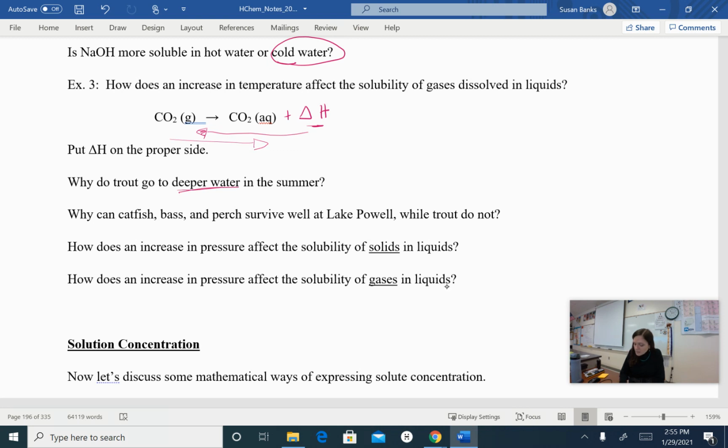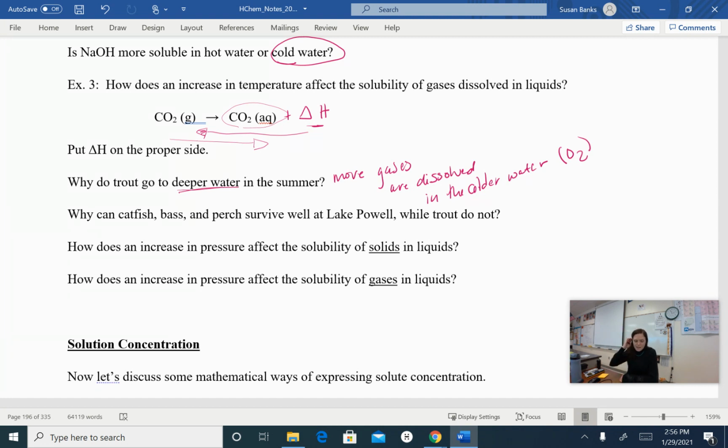So more gases will be dissolved in the colder water. Okay, and if you remember, the gas that we're really interested in keeping the fish alive is dissolved oxygen. Those gills have to get the dissolved oxygen out of the water. Okay? So if we want the trout to survive, we want to keep that water nice and cold. Otherwise, they will not have enough oxygen to breathe.